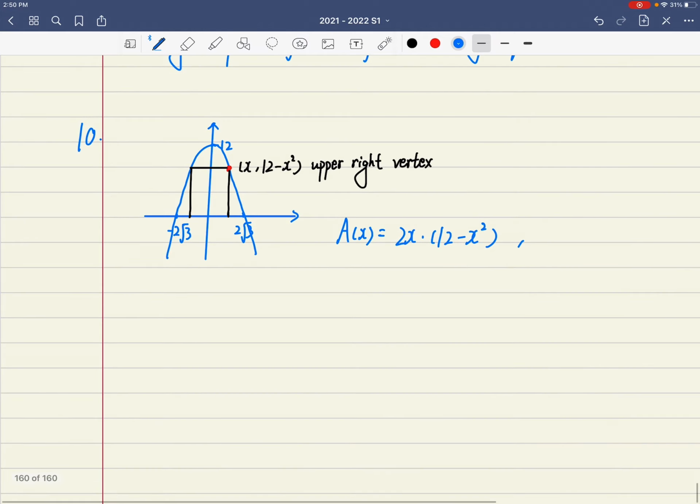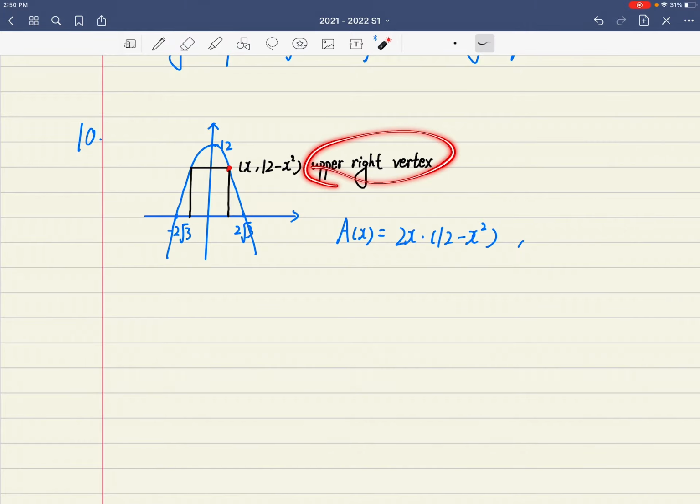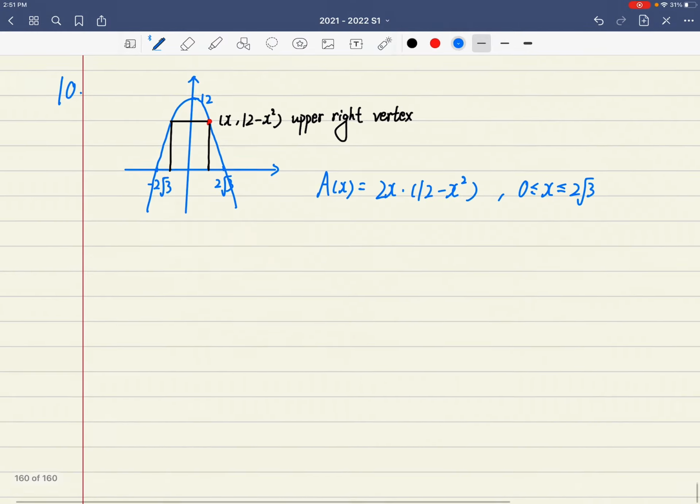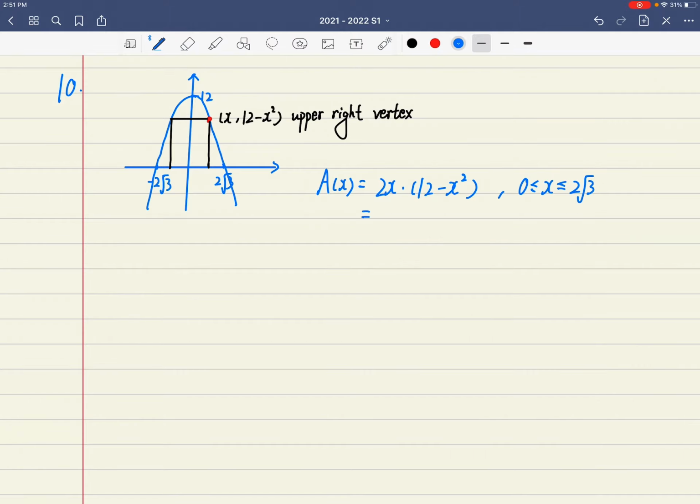So what is the range of x, you may ask? Because this is the upper right vertex, it is from here to here. It can never be smaller than 0, and it can never be greater than 2 square root of 3. Okay, so x is between 0 and 2 square root of 3. Then the area is negative 2x cubed plus 24x. Right, so we just need the global maximum.